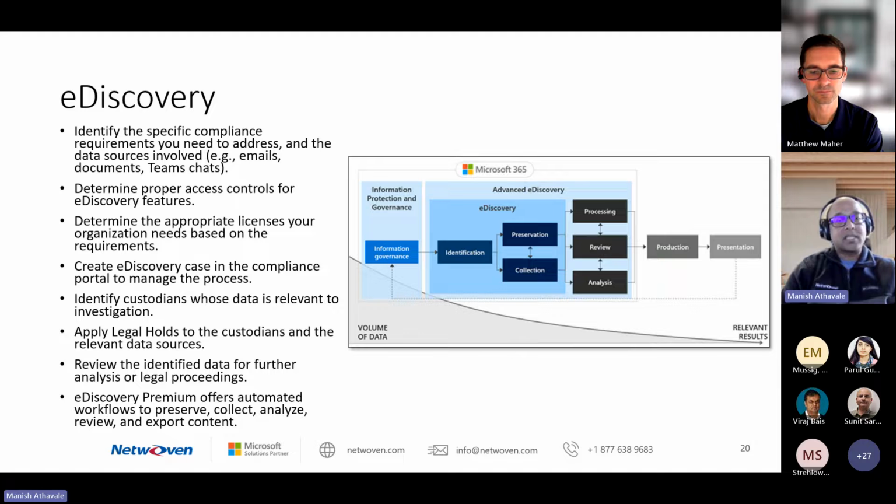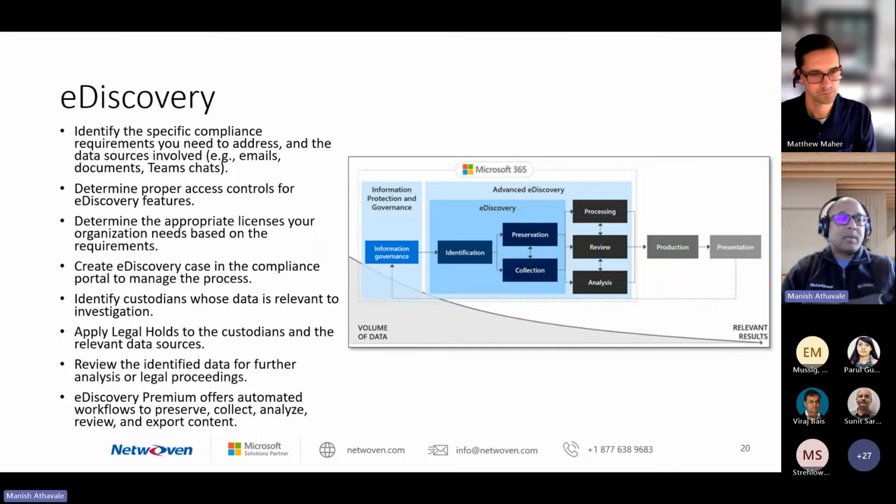Then you determine proper access controls for e-discovery features, right? So you make sure that not everybody has the same access. Your legal team has more access to look into the actual content of your users' mailboxes, while the person who is a compliance admin does not have that access. They may have a way to create a case, but they should not be the ones who are actually looking into the users' mailboxes, OneDrives. There is a lot of potential personal data that might get discovered. And if you give everybody the same access, that means you're not maintaining good delineation of duties, right?